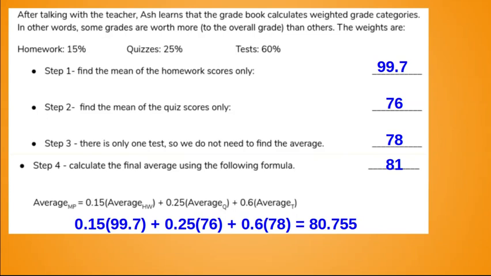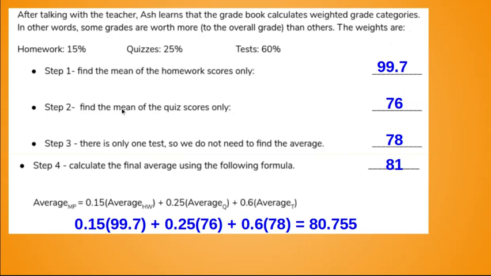So when we found the mean of the homework scores, it was 99.7. It's a pretty high homework score, but see, that's only going to be worth 15%. So that right there tells you that this 81 sounds a little bit more reasonable.